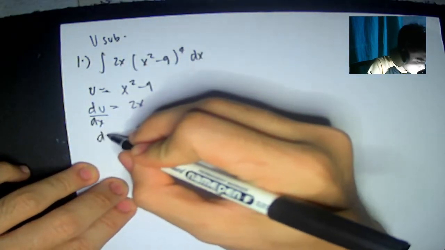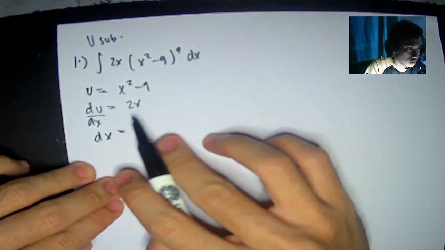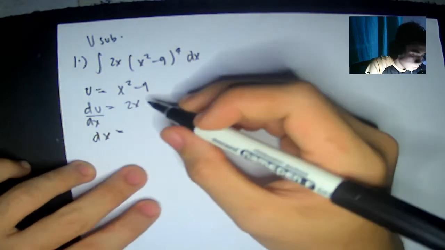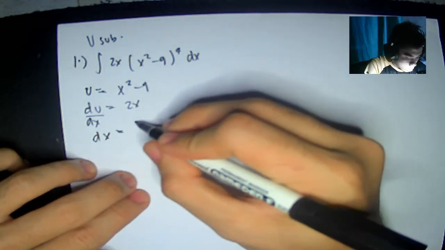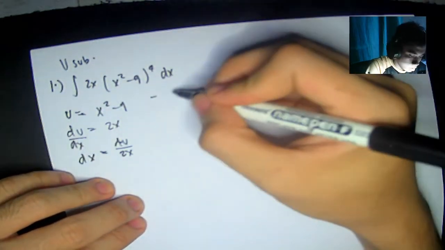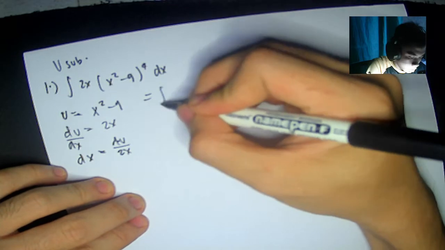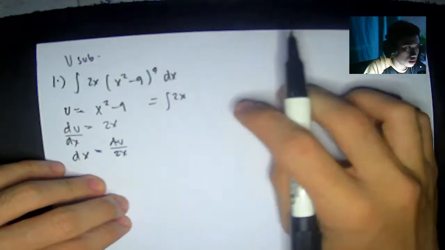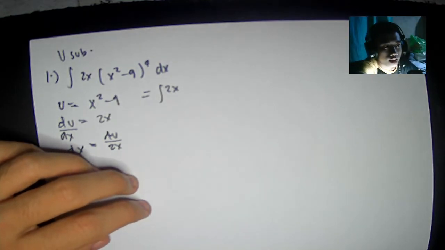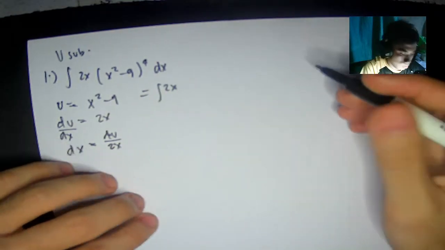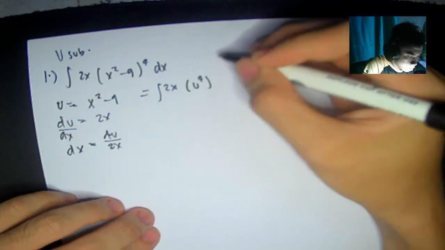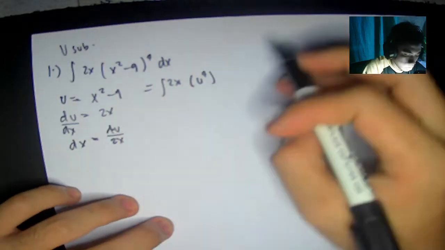So our dx is equal to du over 2x, swapping their places. So it can now be integrated. The 2x remains, because the x squared minus 9 is the only thing that we substitute. So 2x times u to the 4th, and our dx is equal to du over 2x.